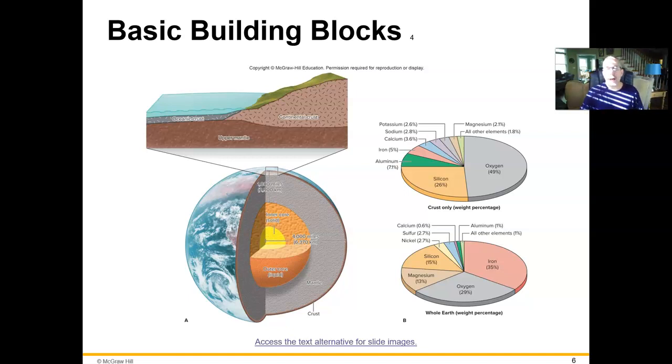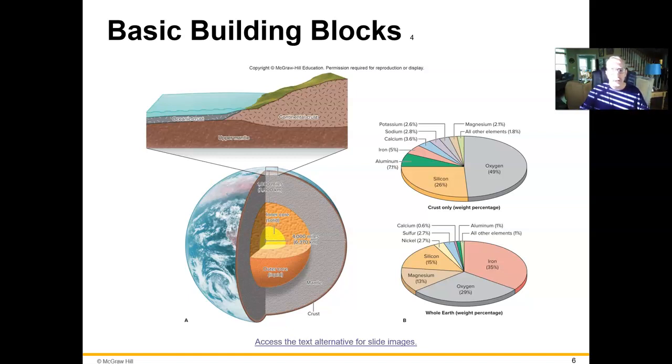On the right, you see a pie chart. There's two of these actually. The top one is the elements that we find most commonly in the crust, which is what I just said. The very outer shell of the Earth, that's what the plates are.